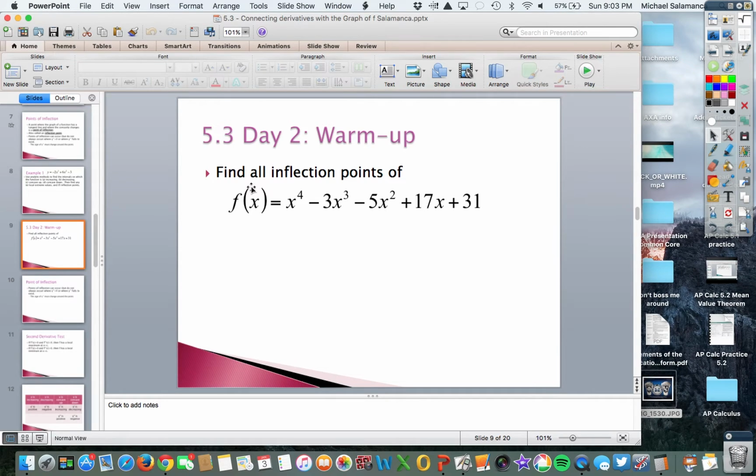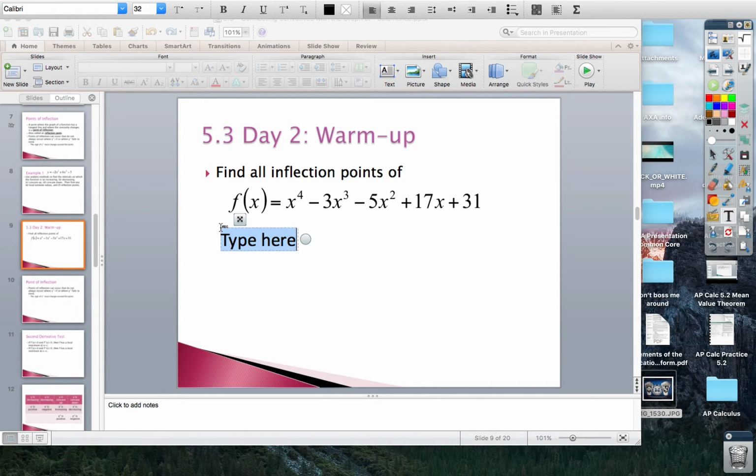This one just says find all inflection points. So keep in mind, we don't need to do more than what we're asked to do. It says find all inflection points. So first thing is we're going to find the first derivative. That is 4x to the third power minus 9x squared minus 10x plus 17. That's the first derivative. Second derivative is 12x squared minus 18x minus 10.